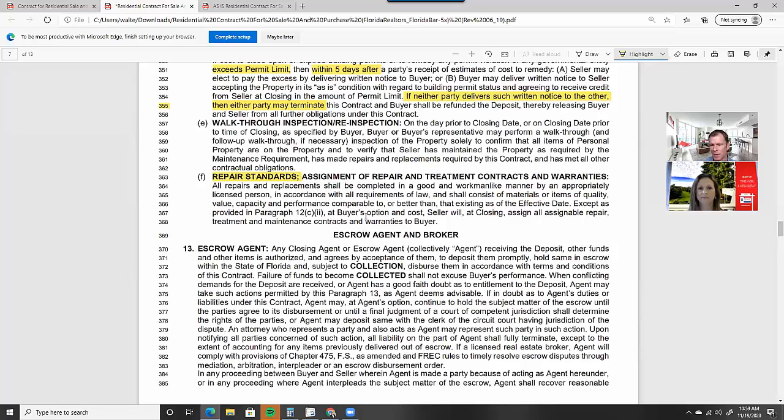So the last thing that I want to throw on there as we get ready to end is going to be the repair standards. This is a section that's added into this standard contract. These repair standards basically say that it has to be repaired in a workman-like manner, is the words that they actually use there. It's got to be a complete and good workman-like manner by an appropriate licensed person in accordance with all the laws, okay, and with similar materials at the same quality that were already there.